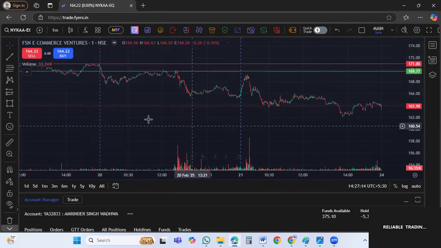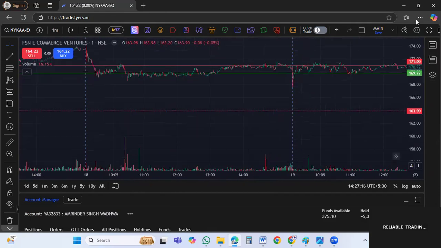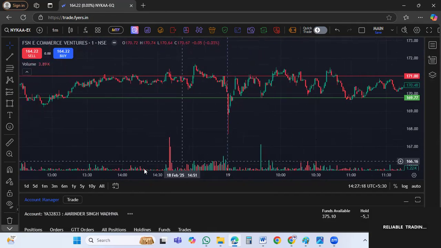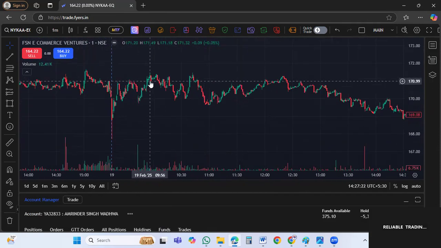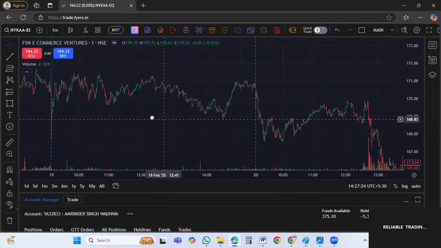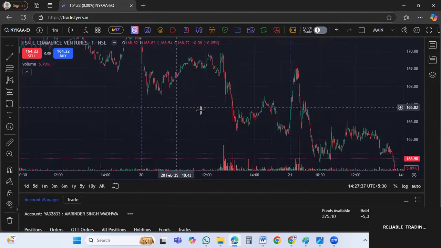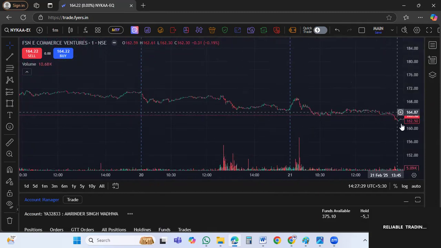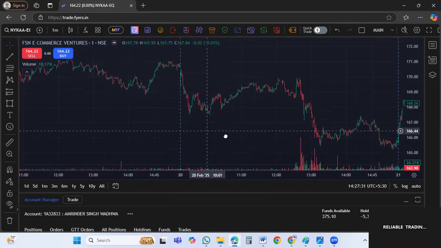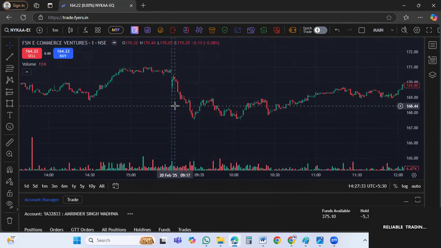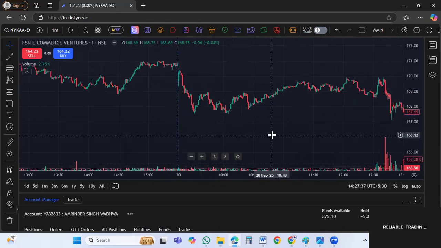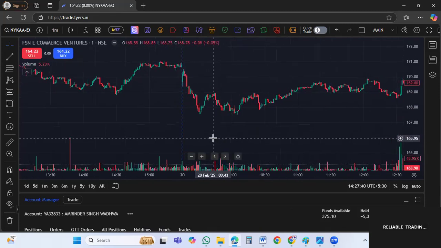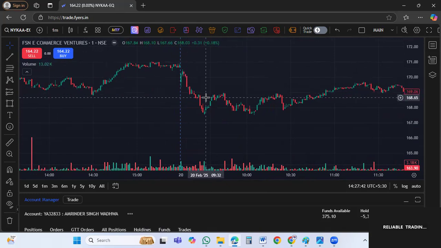So what happened with Nykaa? Do you see, did Nykaa go all the way through? No. Nykaa fell down from here and there was a stop loss as was advertised in the WhatsApp group. So there was a stop loss in the Nykaa on 20th of February. So what is the contest all about? You have to tell why Nykaa fell and why IGL was a success.